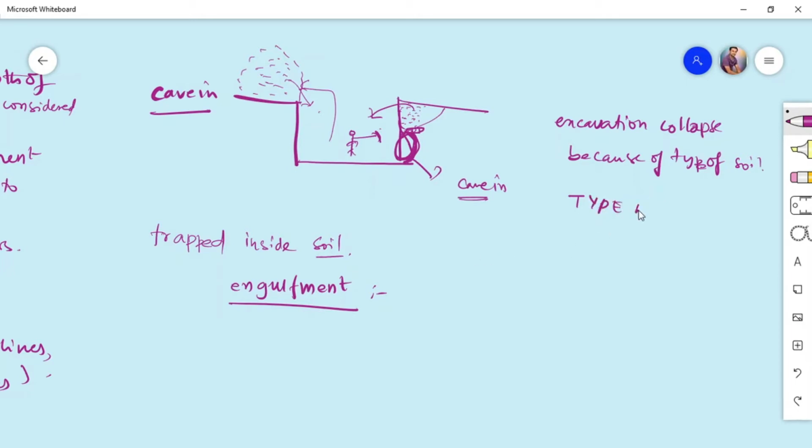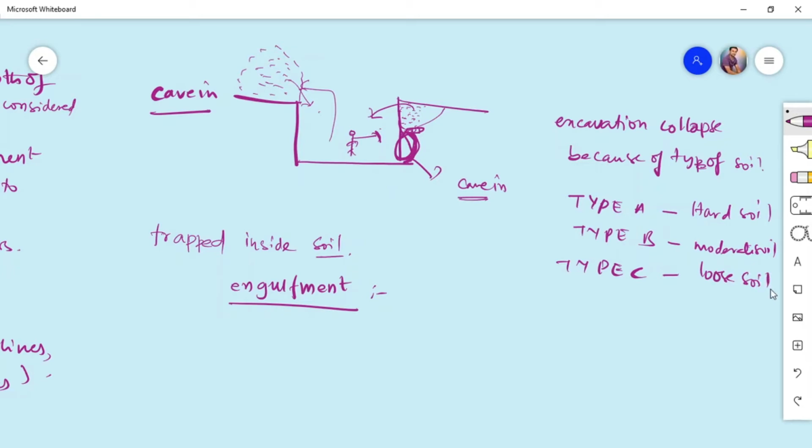Type A, type B, type C. What is type A soil? It is hard soil. Type B is moderate soil. Okay, moderate soil condition. Type C is loose soil. Okay, right? These are the three types of soils.